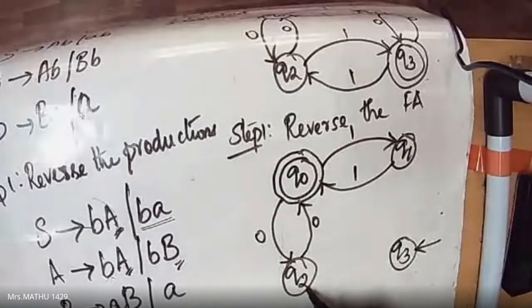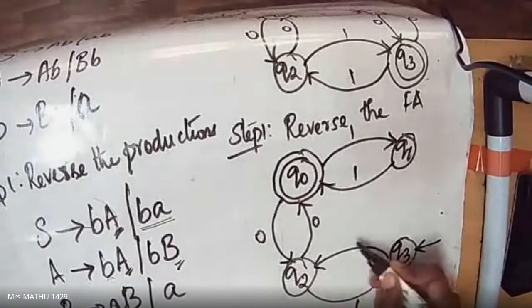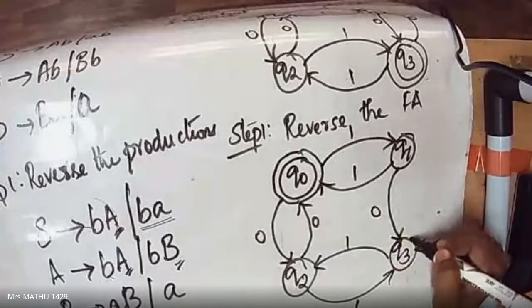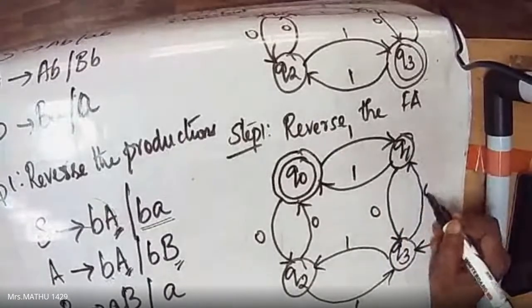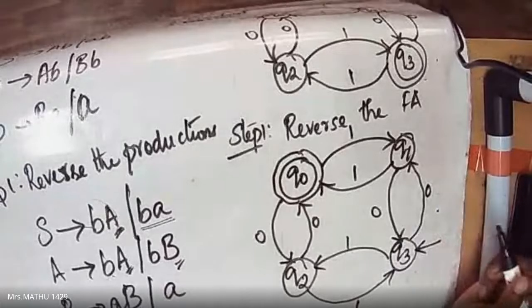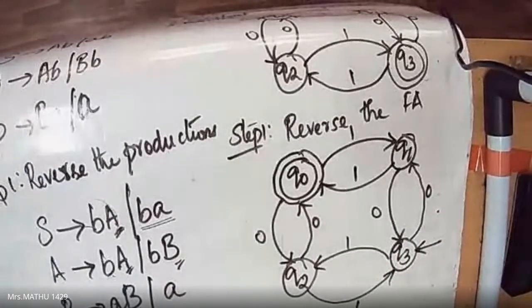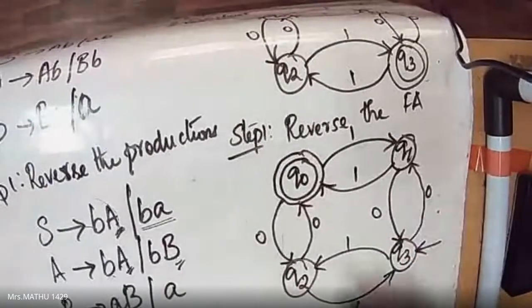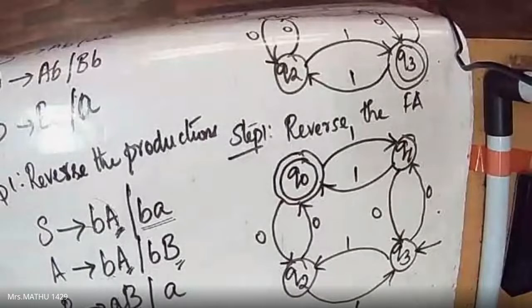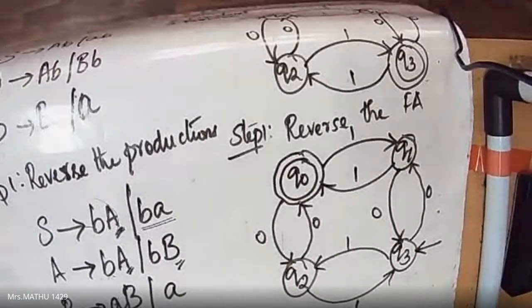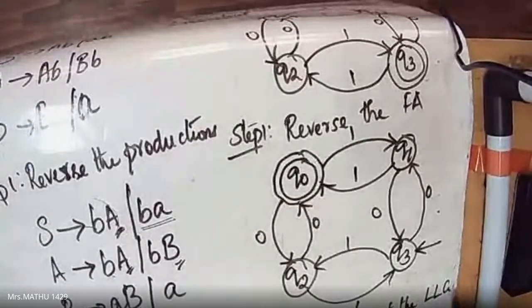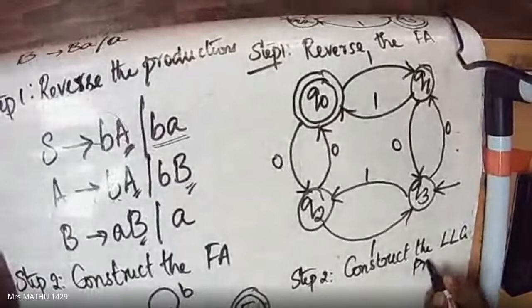Actually, it is reversed, but there is no difference, because in all these states the edges are acting as a loop between the states. So it seems that there is no difference. So this is the first step: we have reversed the finite automata. And what is the next step? You need to construct the grammar. Construct the left linear grammar productions.